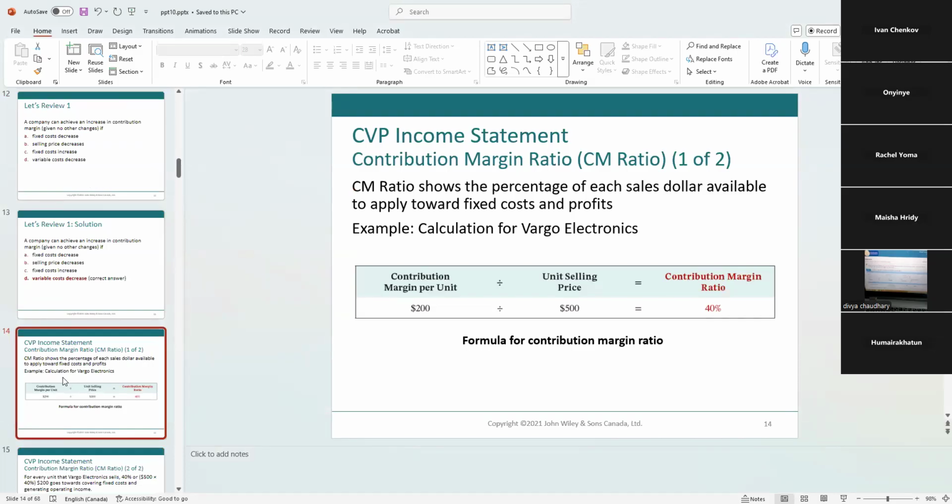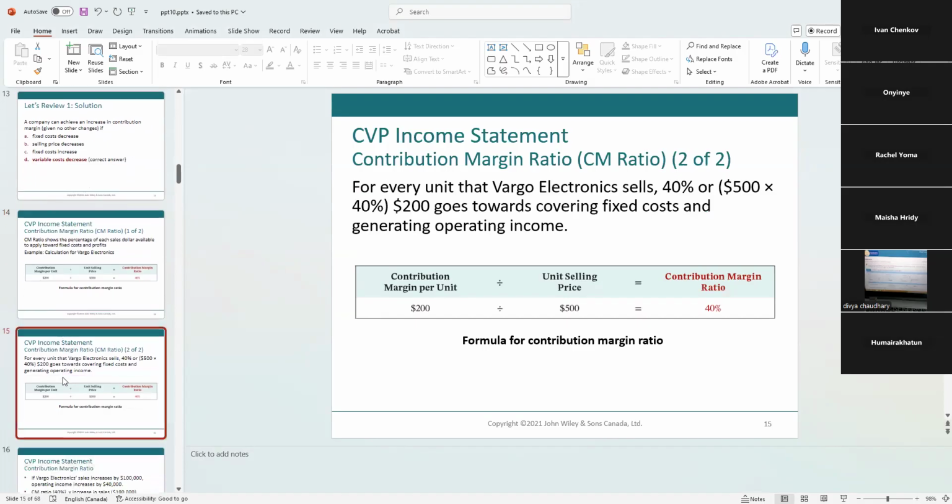We can get the contribution margin ratio. How can I get it? Well, we already know sales are always 100%. Now, what will be the contribution margin ratio? Contribution margin divided by sales. What is that going to tell us? For every dollar of sales, how much is going to your pocket. In other words, if I'm selling $1, how much am I getting? I'm getting 40 cents. Why? Because the other 60 cents goes to the cost of the unit that I'm selling.